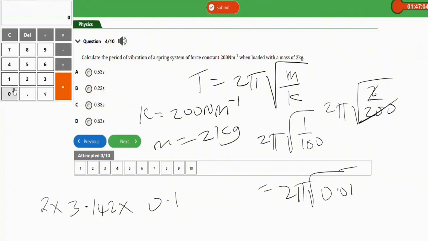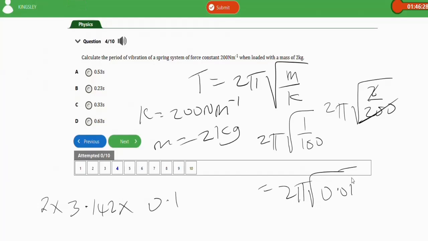So let's bring a calculator and punch everything together and see what it's going to give us. So we have 2 times 3.142 times 0.1. We have the output to be 0.6284. If we are approximating to 2 decimal places, it will be 0.63. So the correct option in this question is option D, 0.63. That will be the period of vibration of the spring system. Okay, so that's it for this question. Let's wipe this and solve the next repeated question.